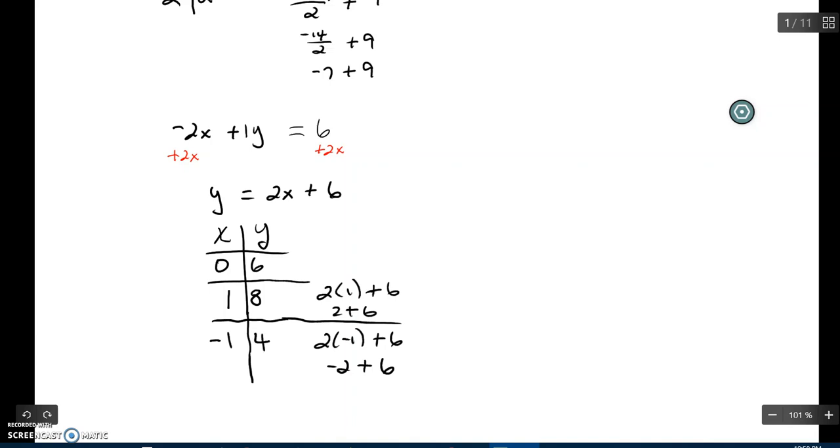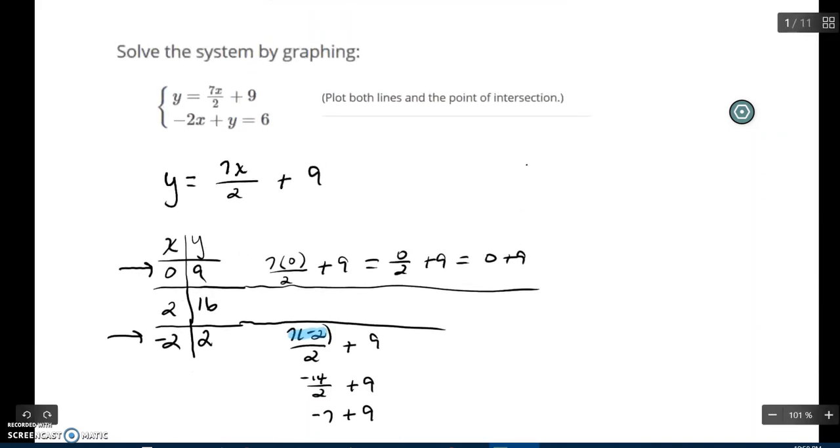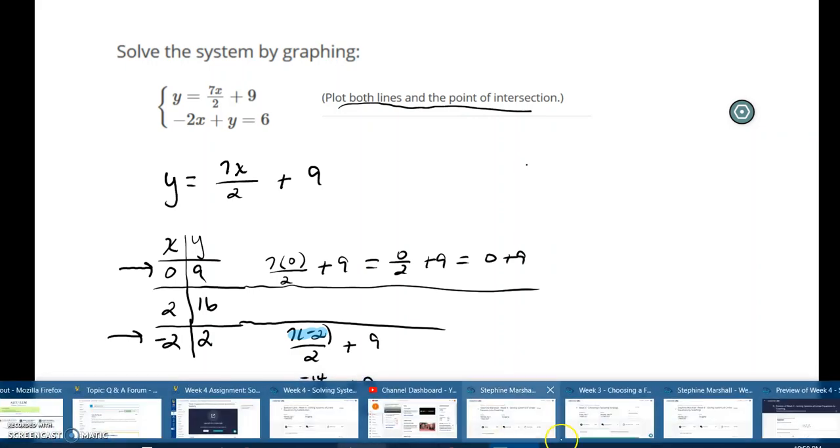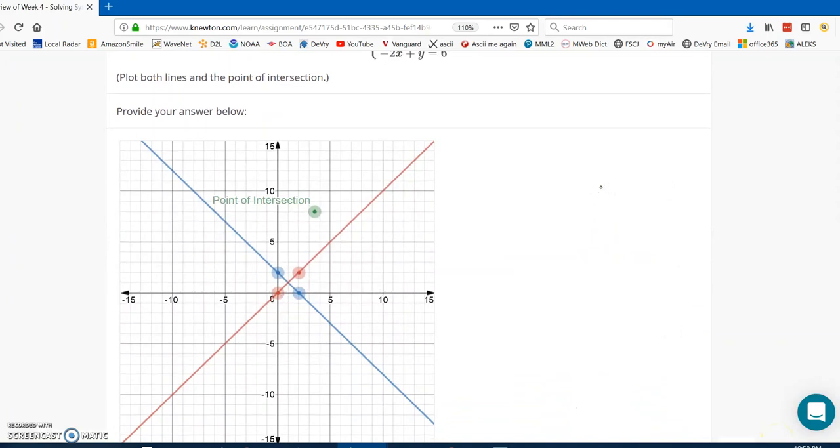We could choose any two of these. I'm going to go with the first two. Alright, let's go over to the graph and plot those. We should plot both lines on the graph and the point of intersection. Alright, so let me find out where that was. Here we go. Alright, so here's the graph.